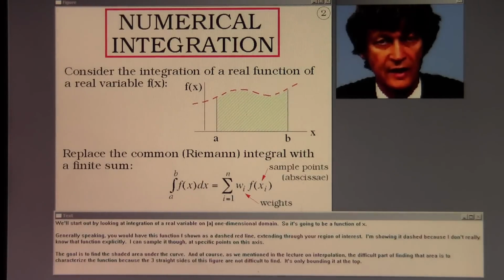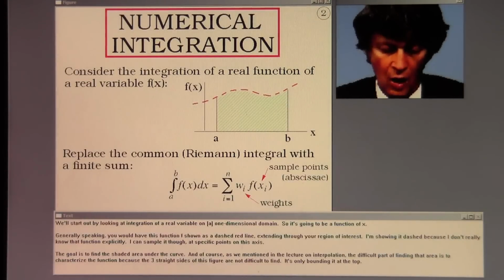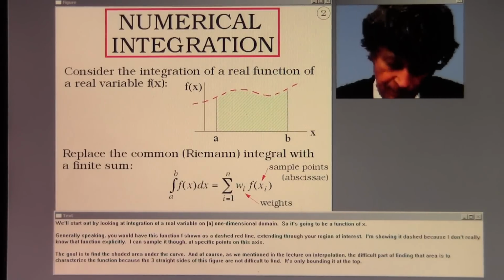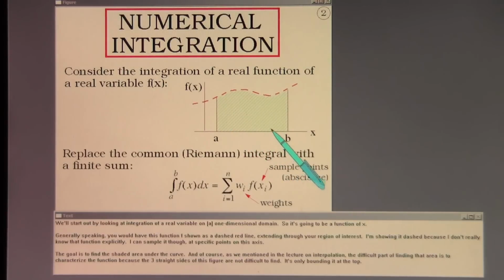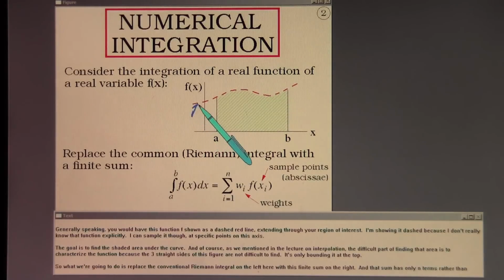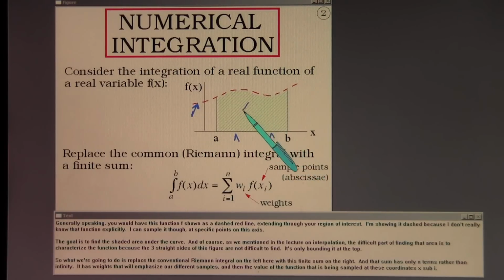We'll start out by looking at integration of a real variable on a one-dimensional domain. So it's going to be a function of x. Generally speaking, you would have this function f shown as a dashed red line extending through your region of interest. I'm showing it dashed because I don't really know that function explicitly. I can sample it, though, at specific points on this axis. The goal is to find the shaded area under the curve.